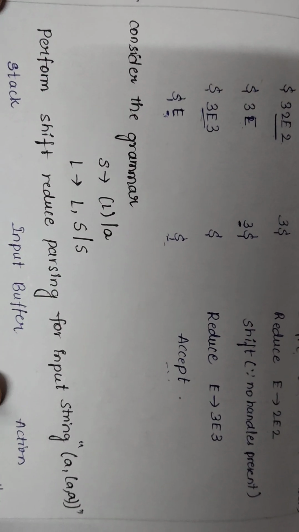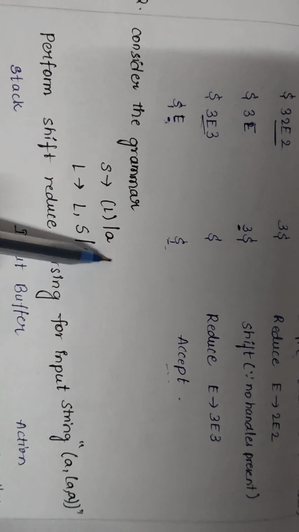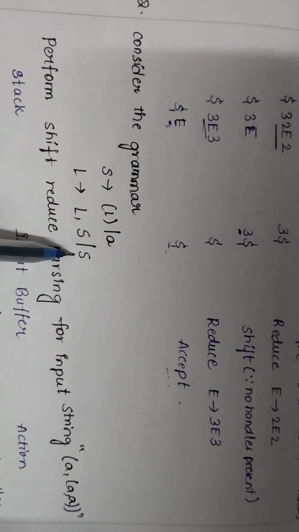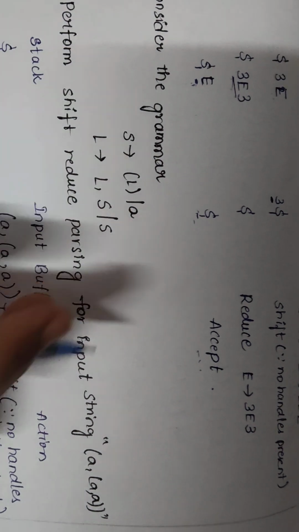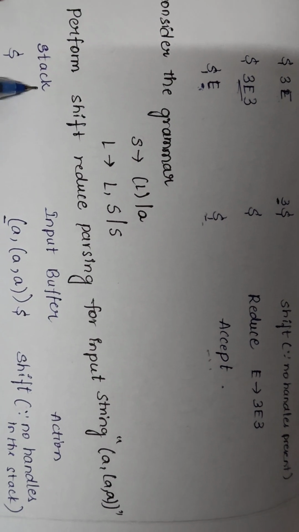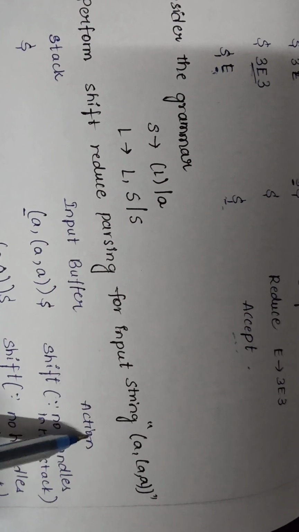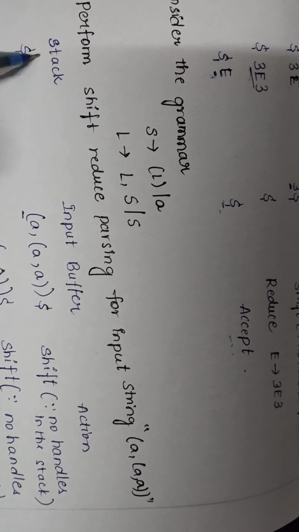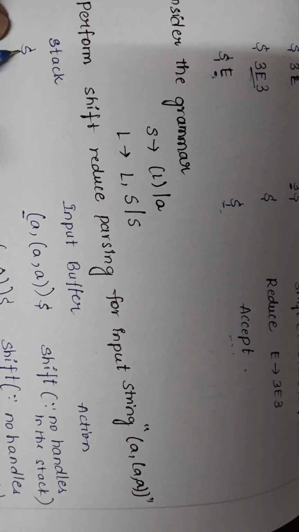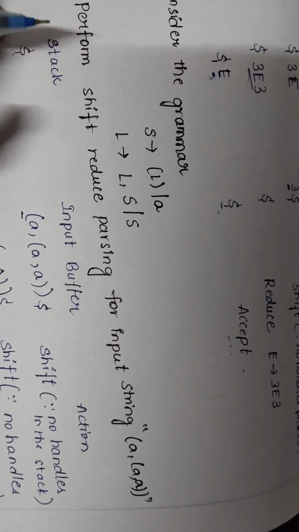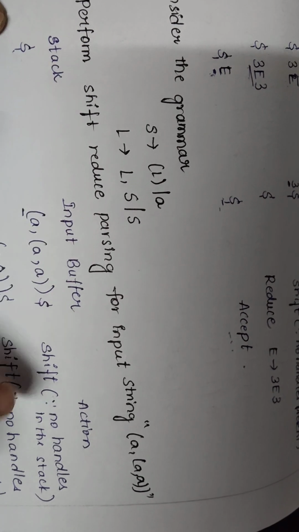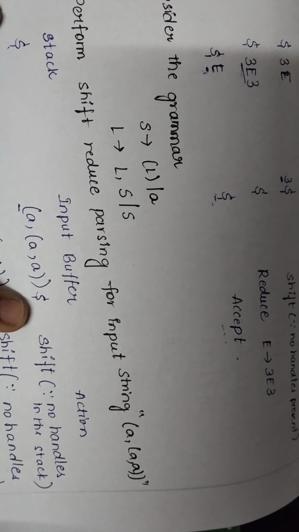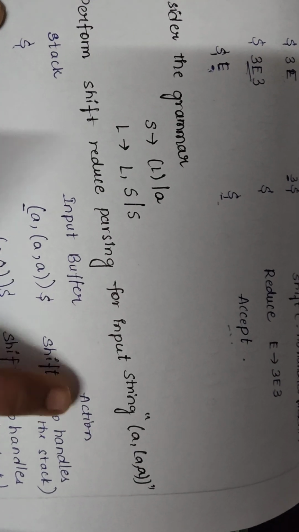So this is the next example. This is the grammar. Okay. So this is the example. Let's see it: stack, input buffer, and action. In the stack we normally have a dollar by default. You should start with the dollar only, and the input string must end with the dollar symbol.